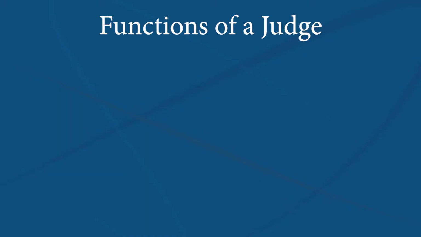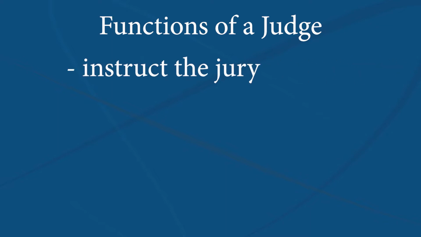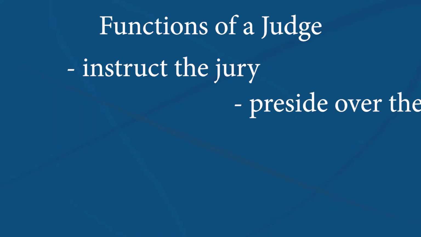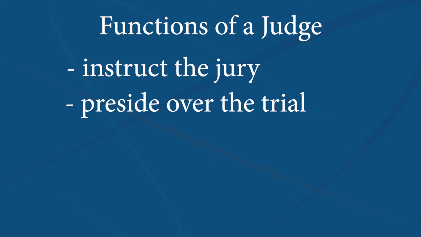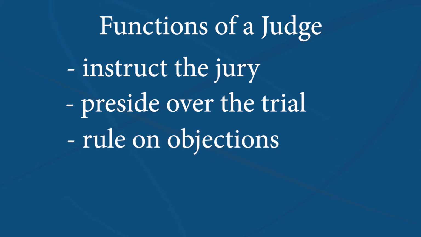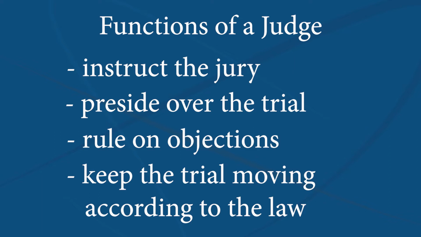It's also important to remember what the function of the people there are. I already mentioned that one of the functions of the judge is to instruct the jury and make sure they have the law that they need to make a decision. The judge in any case is like a referee. He or she is not the person that's making the decision. The jury is the one that's making the decision. The judge is the one that's there to preside over the trial when objections are made. They're the ones that have to rule on those objections. They're the ones that keep the trial moving and make sure it's handled the way that the law requires.